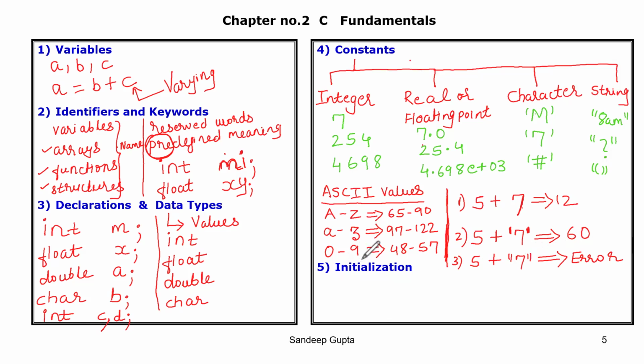Okay. Finally, let's take this last topic, initialization. Now, what is initialization? Very simple. Can you answer in one or two words what this statement is called? It is called declaration. What is this statement called? Declaration. Now, if you want, you can give a value to the variable right at the time of declaration. And if you give a value right at the time of declaration, it is called initialization.